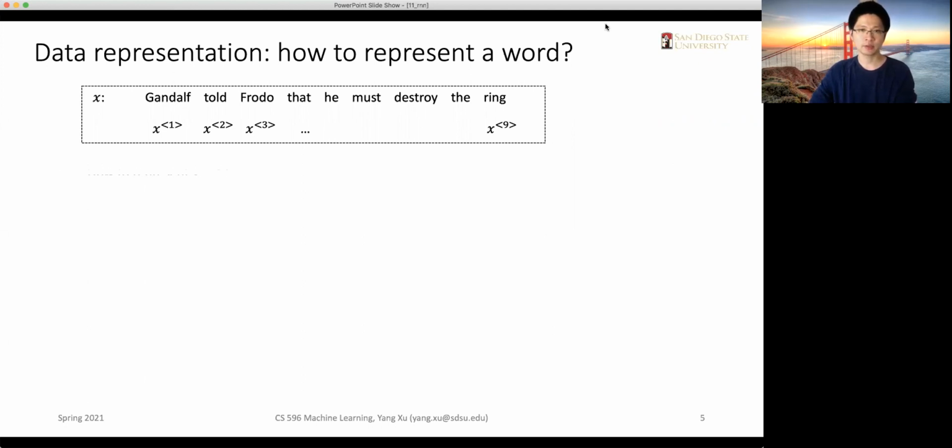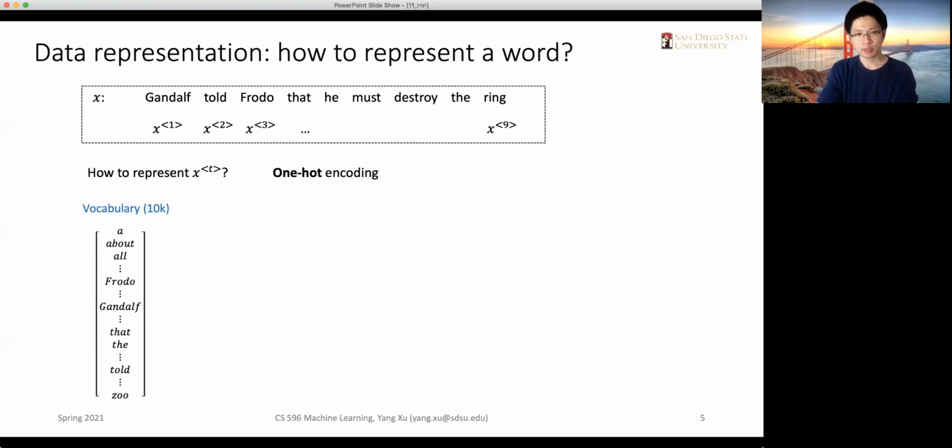Okay. So given the notations so far, we have this example x with 9 time steps, from x1 to x9. What we're going to do to represent the inputs at each time step is to use the so-called one-hot encoding. The one-hot encoding is a commonly used technique. In language data particularly, we need to utilize the vocabulary. A vocabulary refers to the set of all unique words in the data.